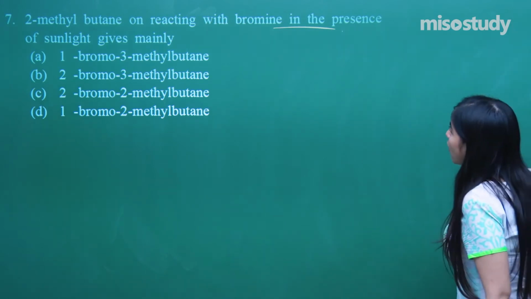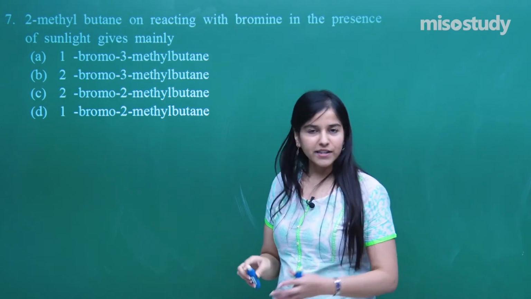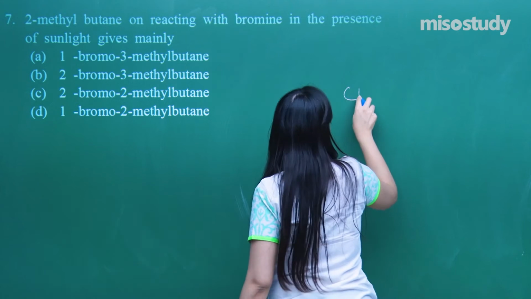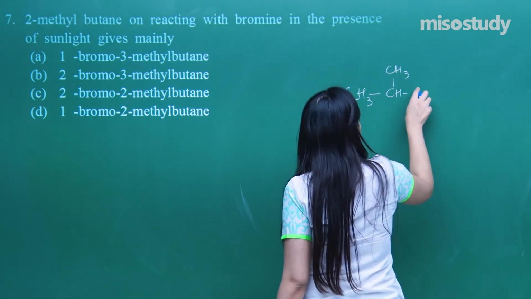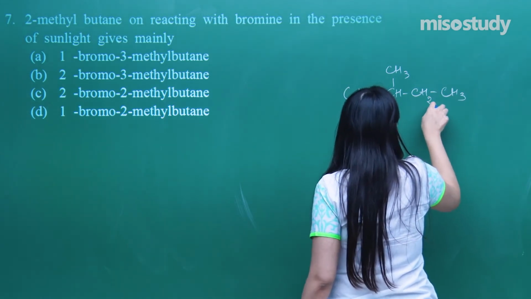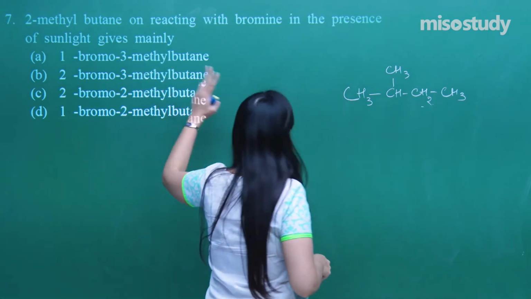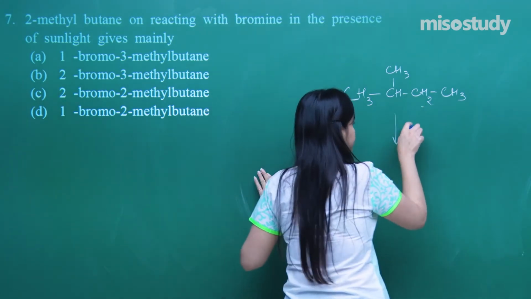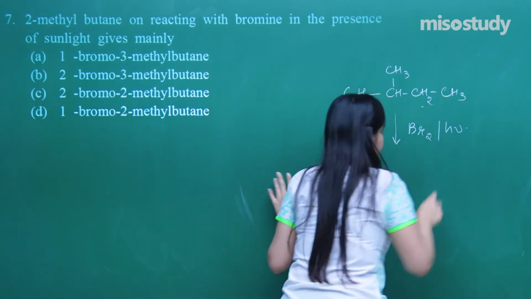2-methylbutane on reacting with bromine in the presence of sunlight gives mainly. So let us just have the compound first. 2-methylbutane, this is what we are requiring. This is the compound which is given in the question. So it is 2-methylbutane. We have got the compound, right? I need to brominate it, Br2, in the presence of sunlight.